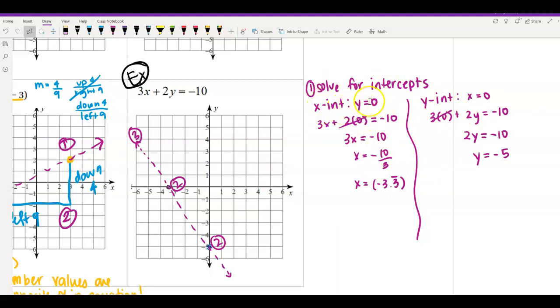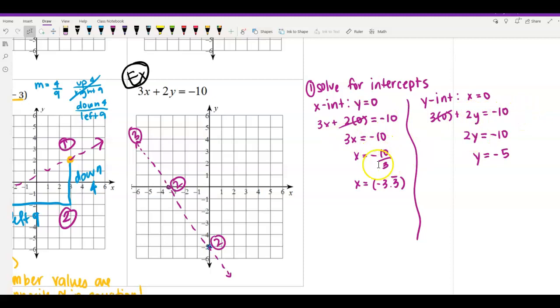So for the x-intercept, I'm going to plug in y equals 0. So where the y spot is, I'm going to put a 0. So 3x plus 2 times 0 equals -10. For my y-intercept, I want the x value to be equal to 0. So 3 times 0 plus 2y equals -10.